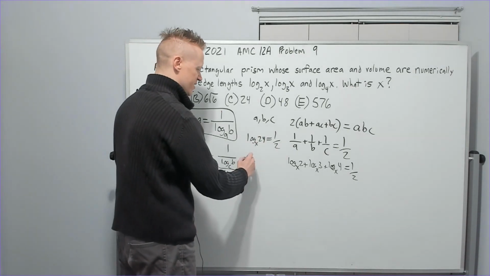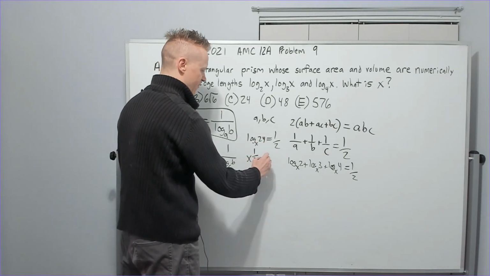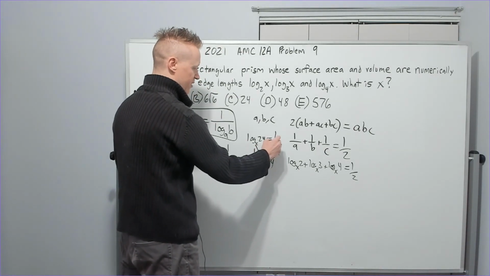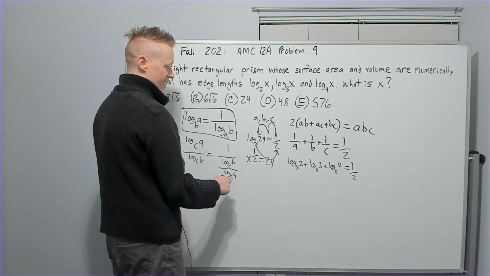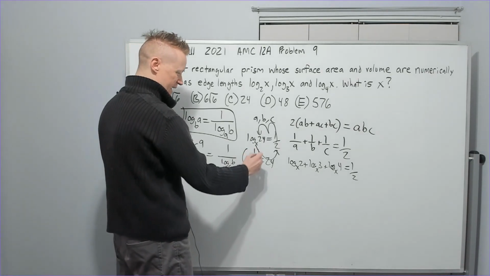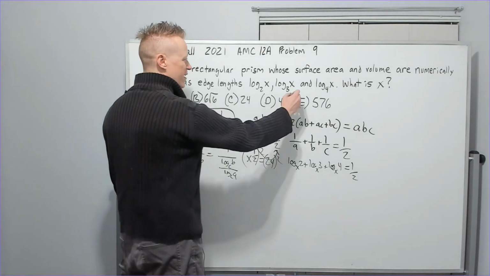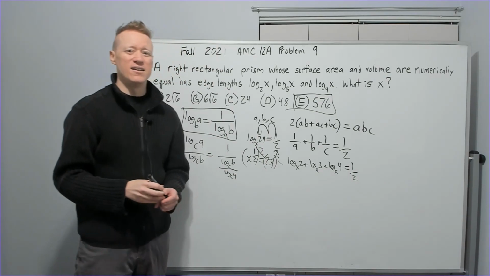I want to square both sides. So you get x to the 1/2 equals 24. That's just what I call smiley frog face. And then you're going to square it to get to the x. 24 squared, 576. No problem at all.